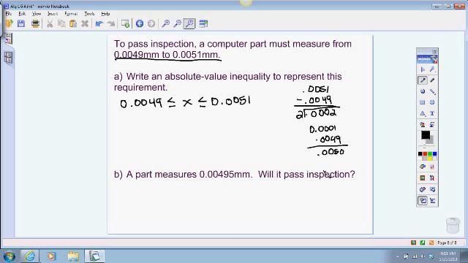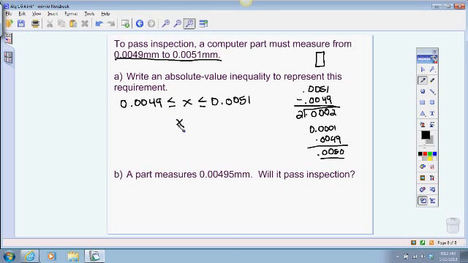Why is this important? If you have your computer piece here, I want to know how far off in either direction I can be. So what you do is you find the halfway point and you see how far away that is from the middle. Stick with me. We wrote our original compound inequality. We found our halfway point. Here's what you do: subtract your halfway point from everything.